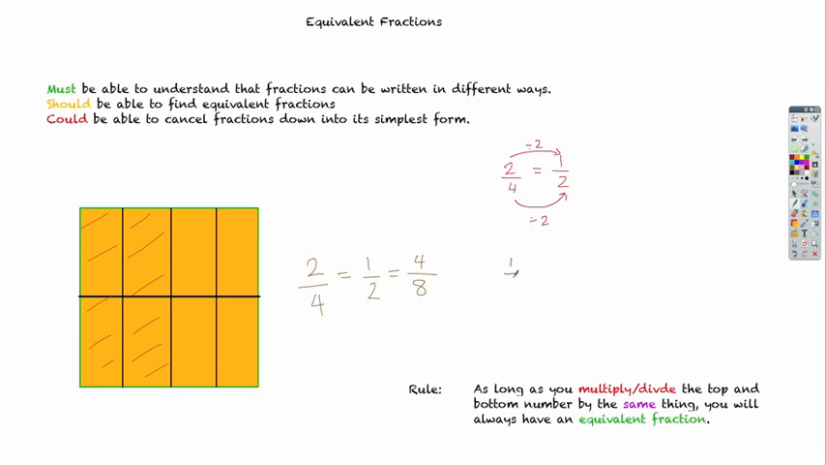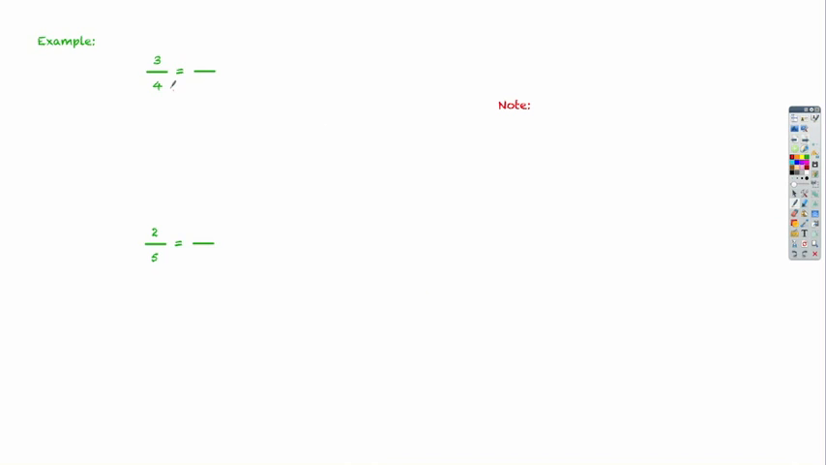If I look at a half and 4/8, we can think, how can I go from 2 to 8? That's by multiplying by 4. And then 1 times 4 is going to give me 4. So a half is the same as 4/8. We can do the same thing going from 2 quarters to 4/8. So for the bottom number, the denominator, I've multiplied it by 2. So for the numerator, I also have to times by 2. So let's have a look at another example.